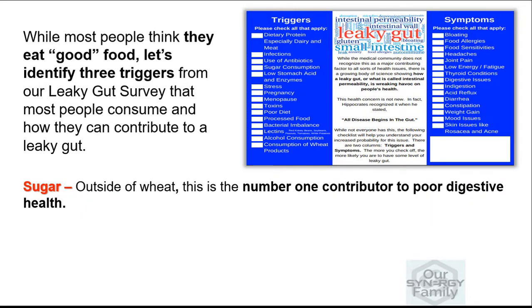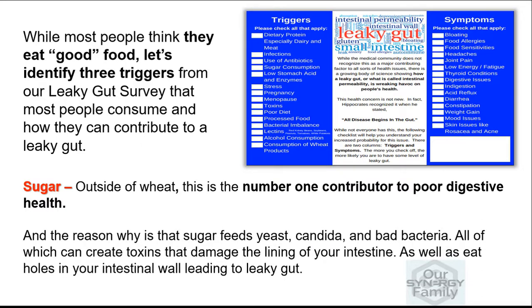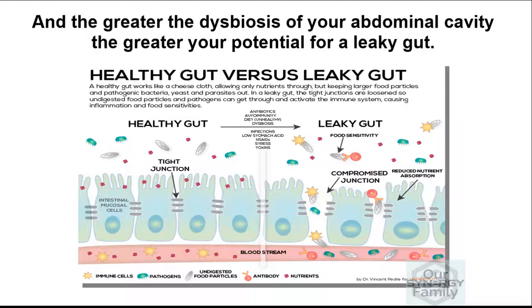Outside of wheat, this is the number one contributor to poor digestive health. And the reason why is that sugar feeds yeast, candida, and bad bacteria, all of which can create toxins that damage the lining of your intestine, as well as eat holes in your intestinal wall, leading to a leaky gut. The greater the dysbiosis of your abdominal cavity, the greater your potential for a leaky gut.